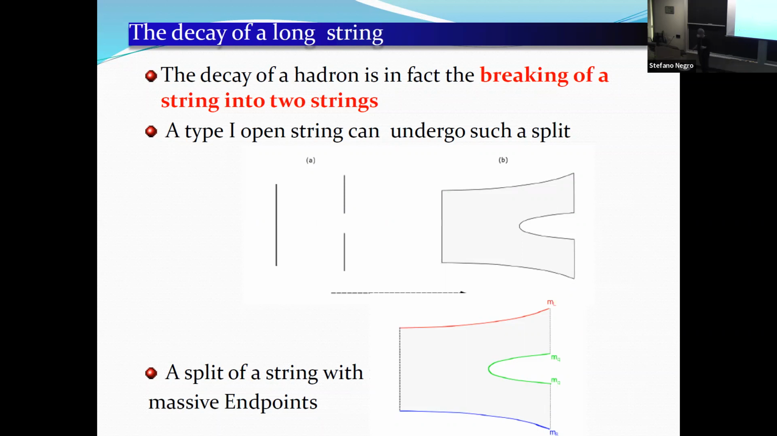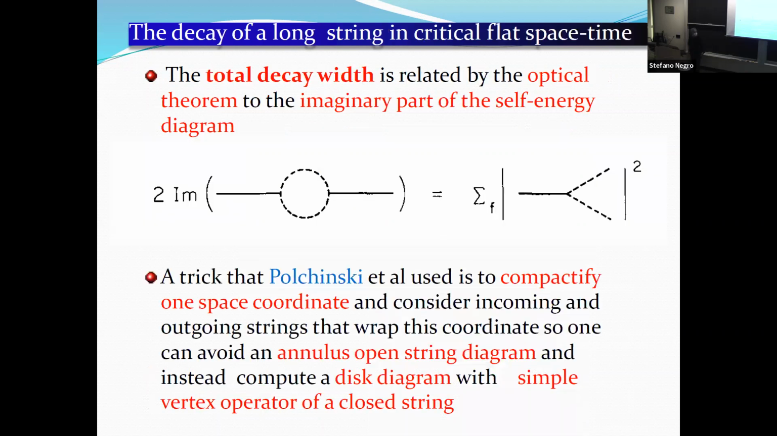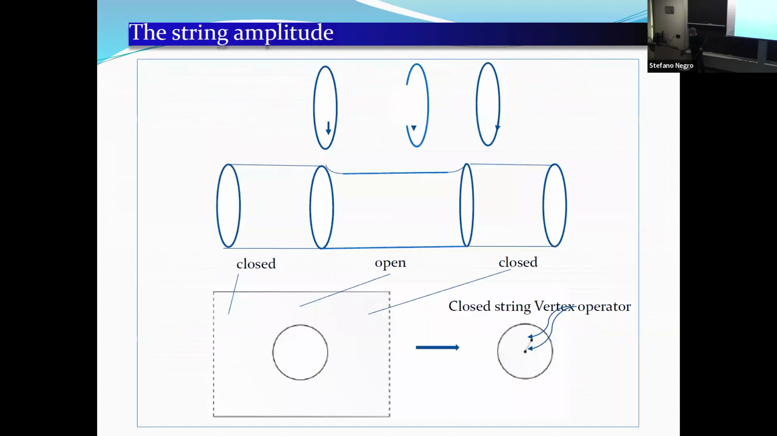But the question is, what does the calculation mean? So the idea is, of course, to use the optical theorem. We get that this width is given in terms of the imaginary part of the self-energy. This is a complicated annulus diagram in string theory, but Polchinski had a clever trick to compactify one coordinate and take the string to wrap it. So in that case, what he computed is a closed string that opens and then closes again.